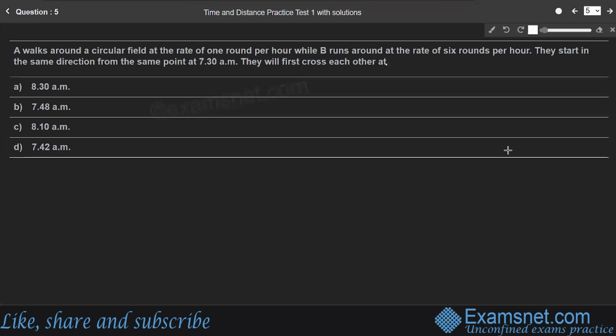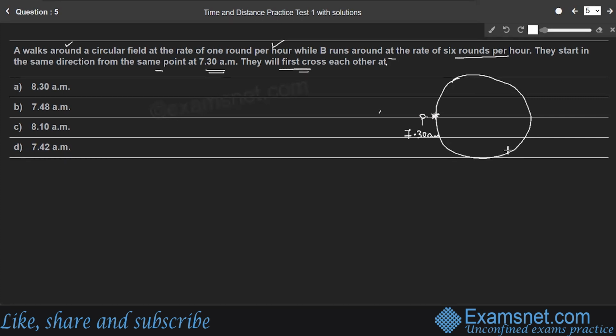Question number 5. A walks around a circular field at the rate of 1 round per hour, while B runs around at the rate of 6 rounds per hour. They start in the same direction from the same point at 7:30 a.m. They will first cross each other at. So students, here A walks around a circular field. Both A and B started from the same fixed point P at 7:30 a.m.